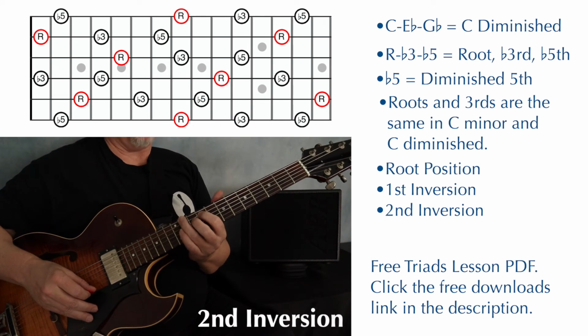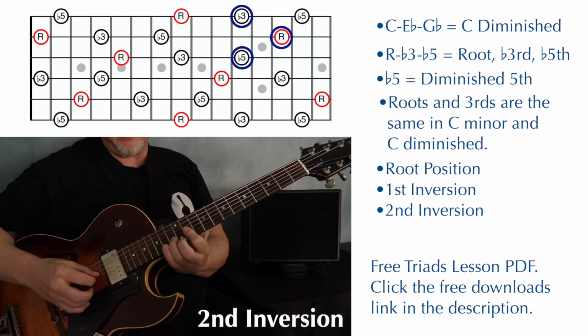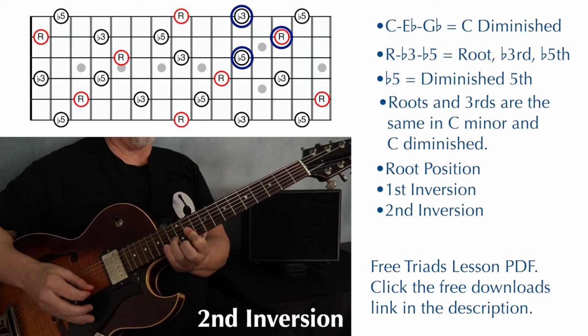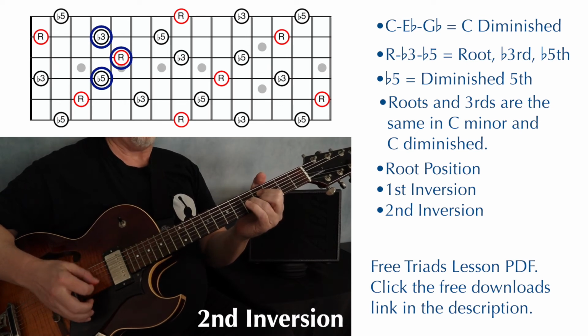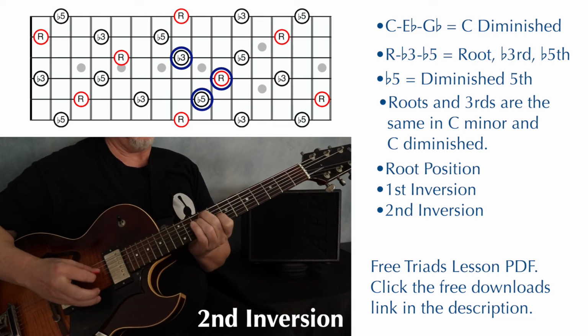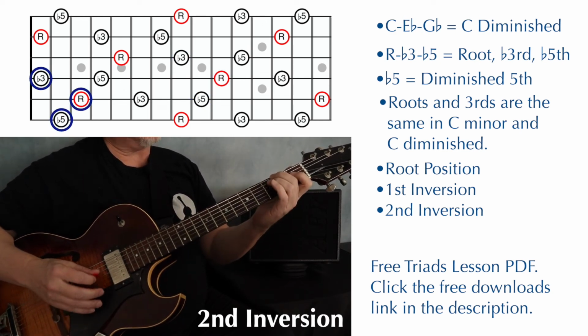And some second inversion diminished triads. Here's a 5, root, 3 from bottom to top. 5, root, 3, 5, root, and 3, and 5, root, and 3.